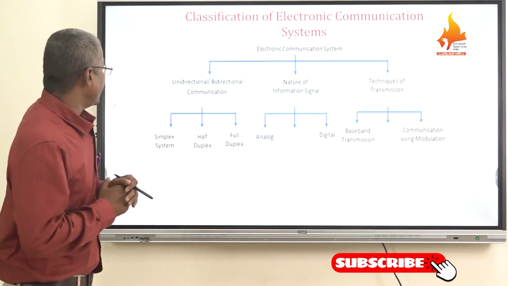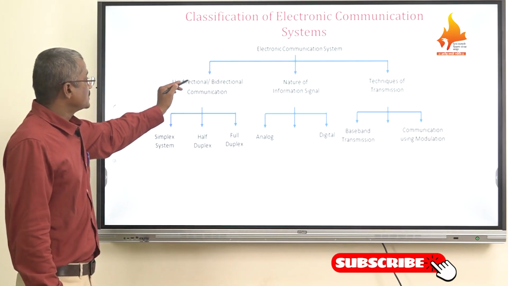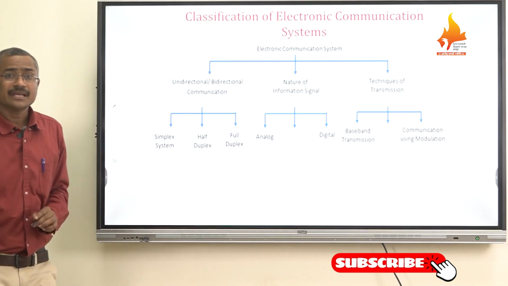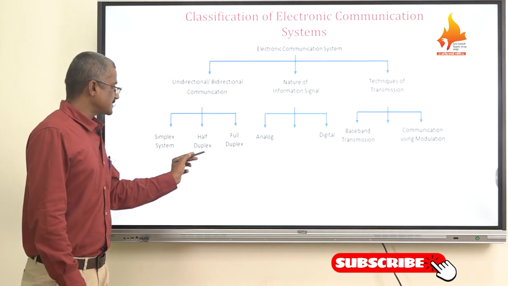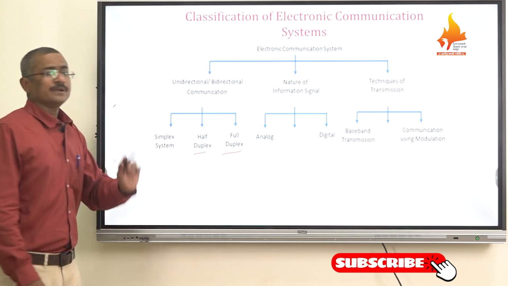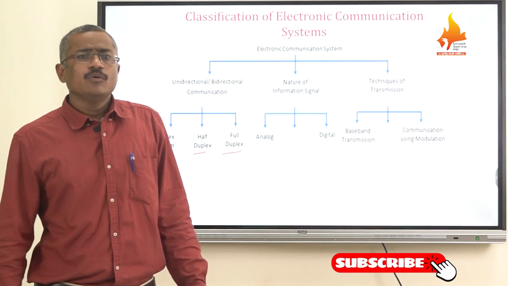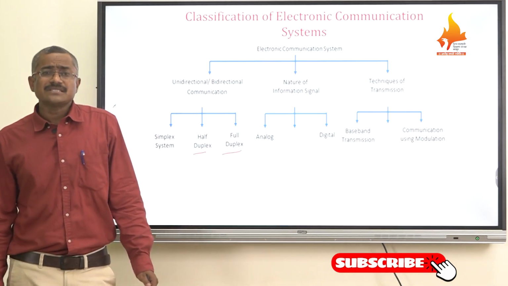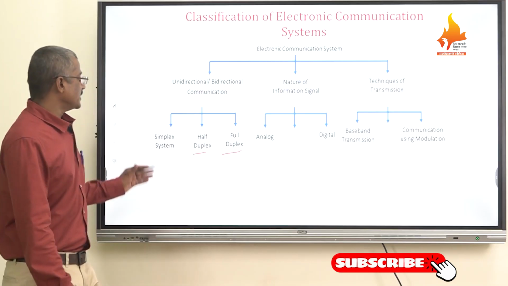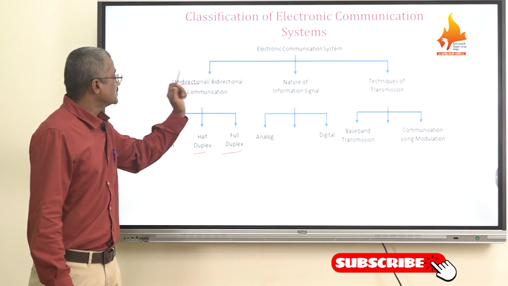Now again, the electronic communication system, based on unidirectional or bidirectional, can be classified into three types: simplex systems, half duplex systems, and full duplex systems. We'll go one by one. What is a simplex system, what is a half duplex system, and what is a full duplex system. In a simplex system, the communication is in one direction only. This is an example of a unidirectional system.